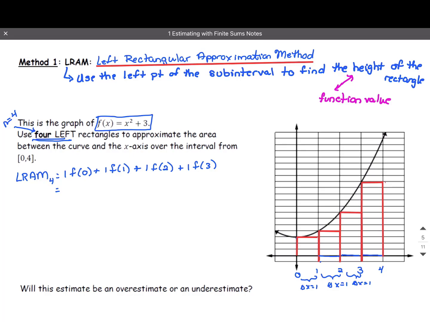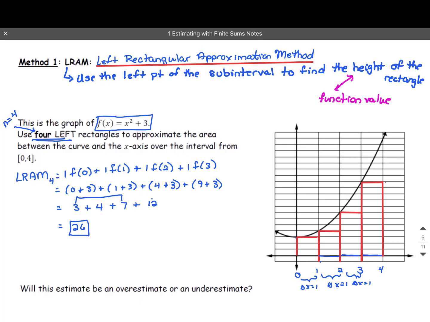But f of 0, now remember our function is going to tell us that it's 0 squared plus 3. Now f of 1, 1 squared is 1 plus 3. 2 squared is 4 plus 3. And 3 squared is 9 plus 3. So this is going to give us 3 plus 4 plus 7 plus 12. This is 10, 22, 26 is our approximation for this area.